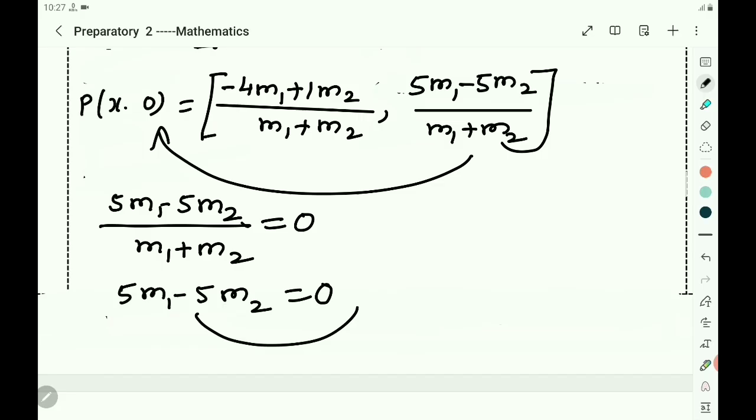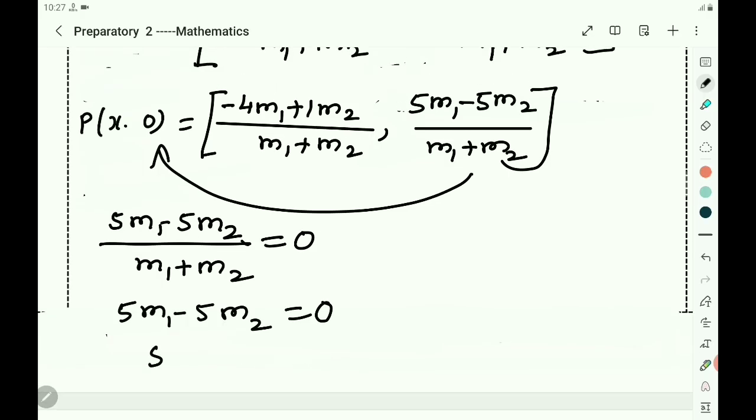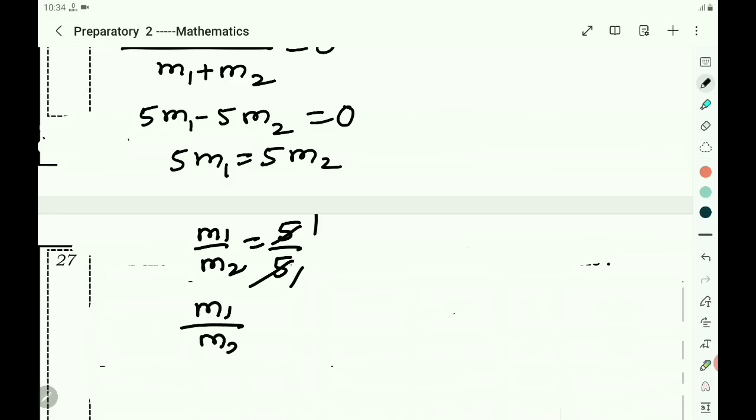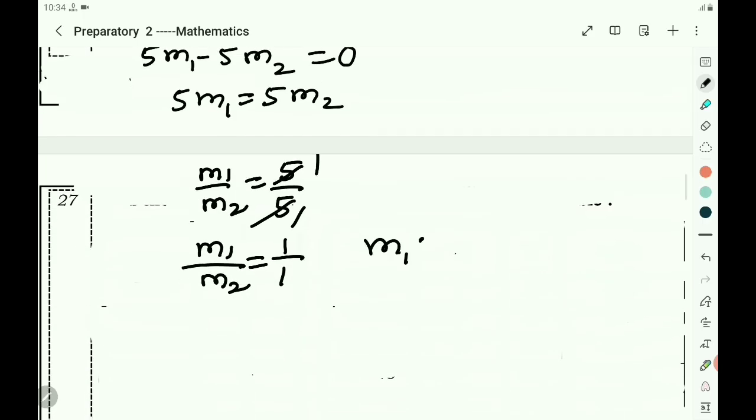Then you transfer this 5 m2 to the RHS. It becomes 5 m1 equals 5 m2, that is m1 by m2. Here transfer this m2 to the LHS and this 5 to the RHS. It becomes 5 by 5. You got m1 is to m2 equals 1 by 1, which is 1 is to 1. So x0 becomes the midpoint.